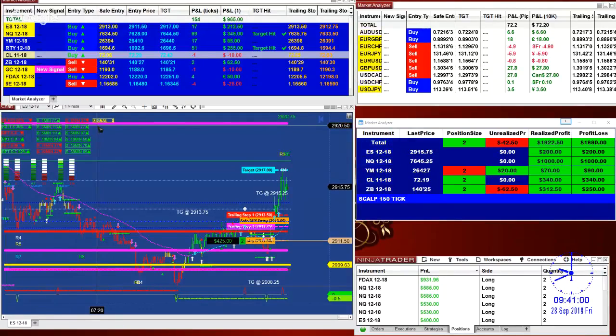There is a new signal on the gold, as you see right now. Entry price 88, target 85.7. It's all sitting there. We don't call the trade for you.